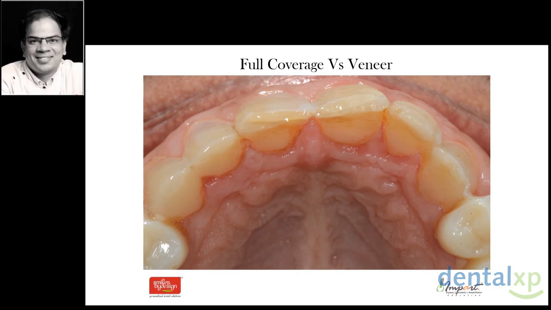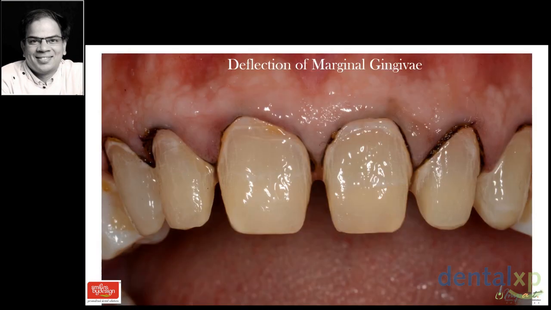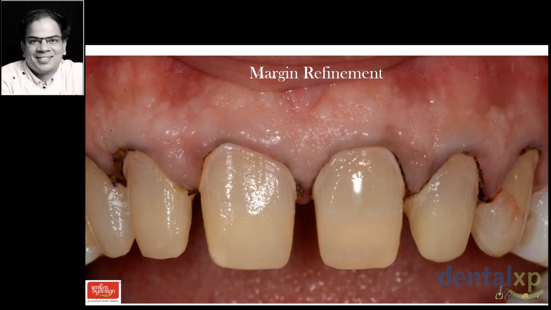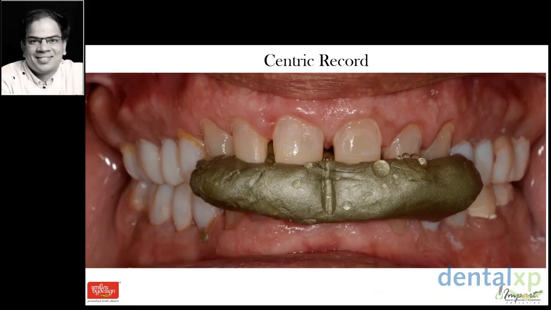So these are my conservative preps with vertical prep margins, or rather I would prefer to call them almost like a knife edge. And then I do my tissue, drop the margin to where I need to, and then take, in this particular case, analog, and then take your centric record and mount the upper cast and the lower cast. So with the upper cast, work on the morphology on all these teeth as per work authorization.